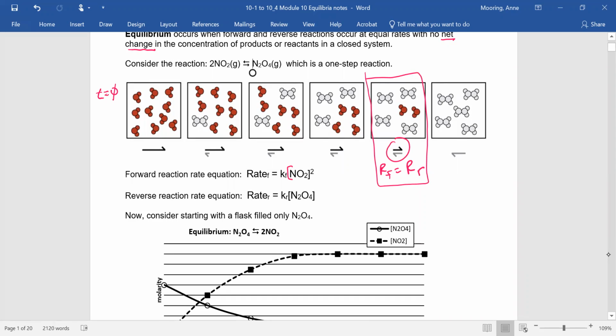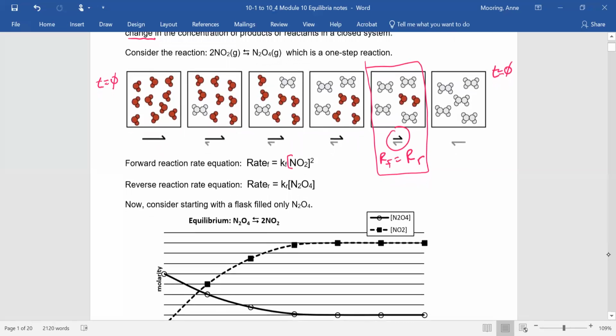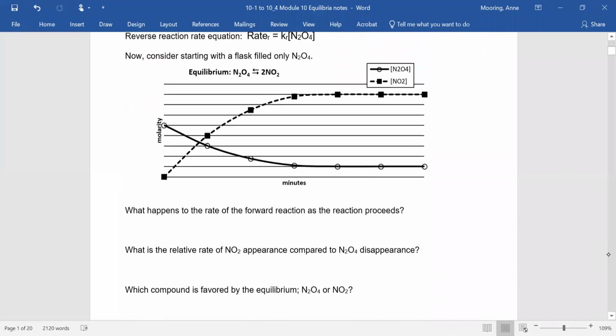If instead we were to start with just completely N2O4 molecules, again, we would reach the identical equilibrium position. So this is the particulate level. Now let's take a look at a graph.